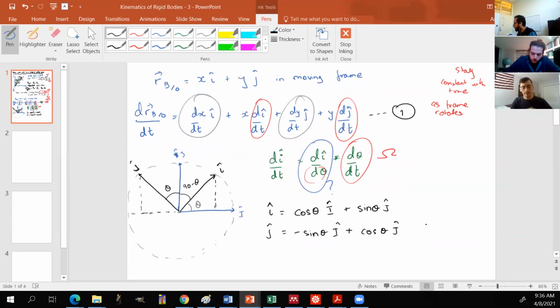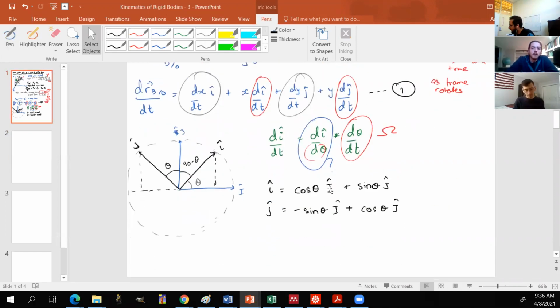All right. So now, because I know that capital I hat and capital J hat do not change with time, right? It's the fixed frame of reference. I can simply find di over d theta by just taking the derivative of this, and I don't have to worry about I hat and J hat because they're constants, right? So the derivative of cosine theta with respect to theta, calculus people, minus sine theta, right? So minus sine theta uppercase I hat plus the derivative of sine theta with respect to theta? Cosine theta. There we go. So cosine theta, capital J hat, like that, right?